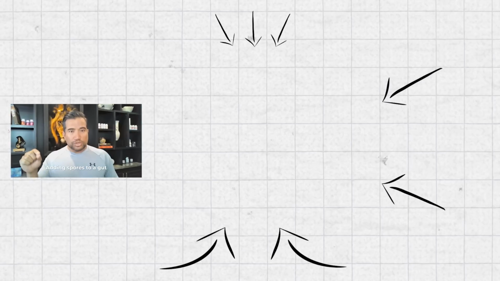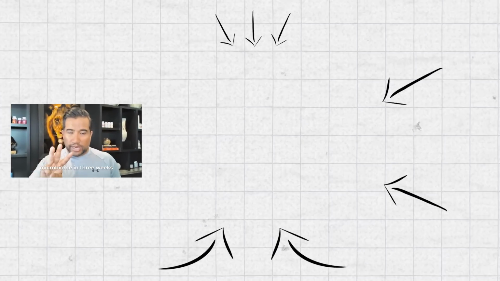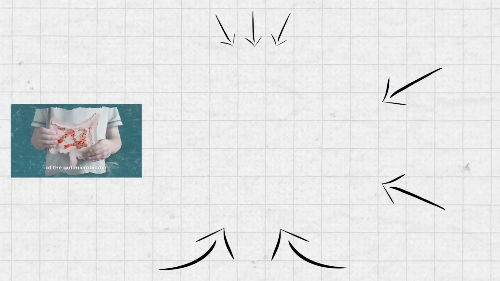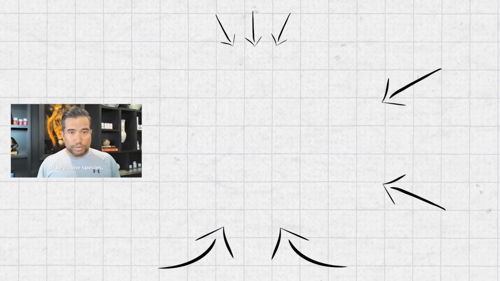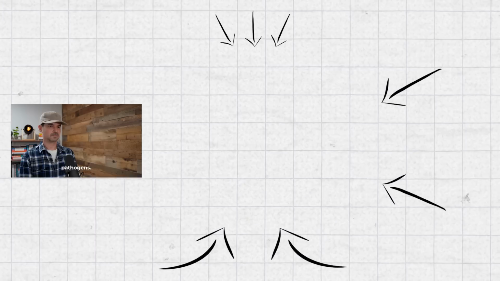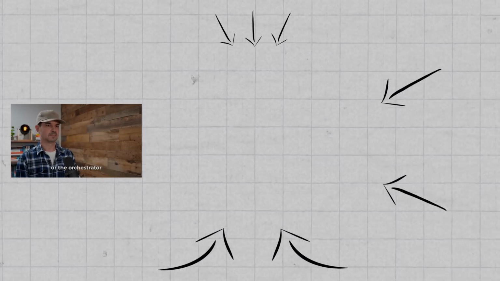Adding spores to a gut microbiome in 3 weeks increased the diversity of the gut microbiome by almost 25 to 30%. And it increased the growth of keystone species, and it brought down pathogens. So the spores are like the police or the orchestrator.